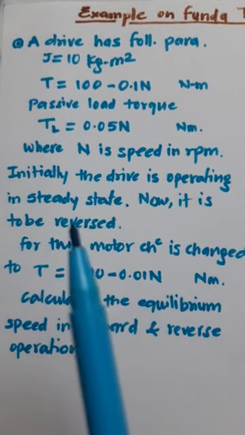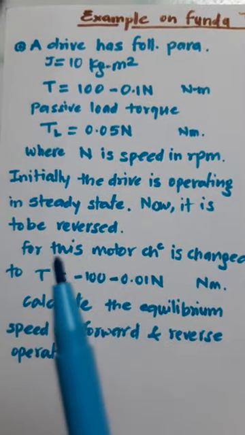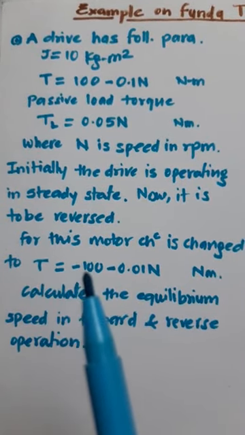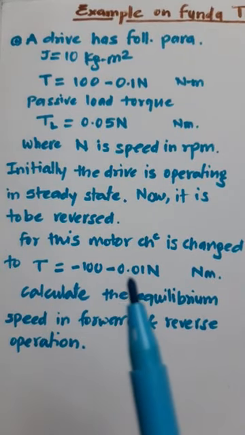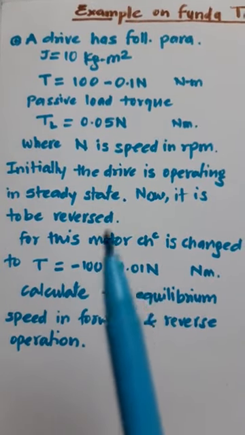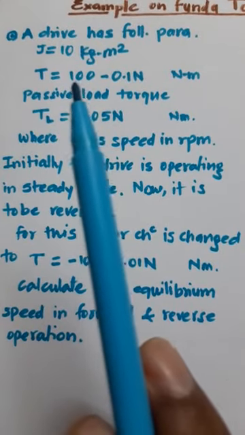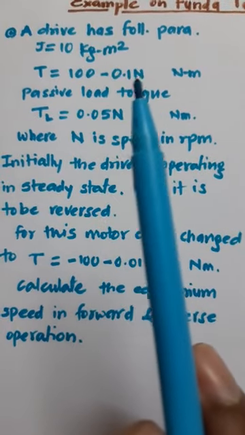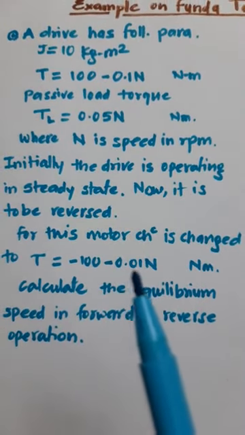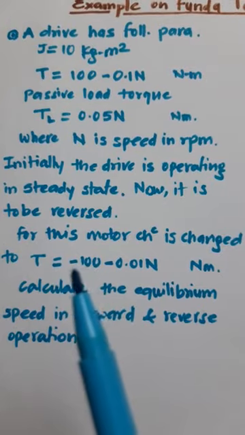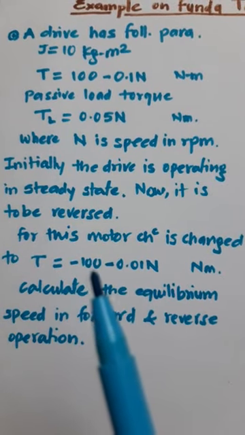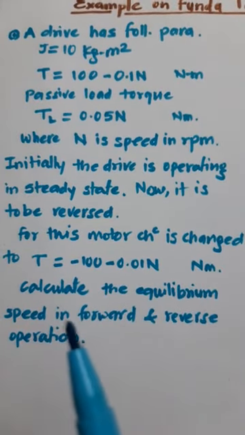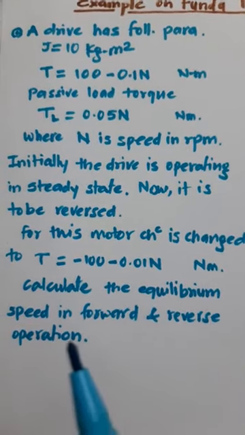Now it is to be reversed. For this, motor characteristic is changed to T equal to minus 100 minus 0.01 N. See the difference. The y-intercept here previously in motoring condition it was plus 100. This is the same parameter here, but the y-intercept point is now minus 100. So motor characteristic is changed for reversal of speed. Calculate the equilibrium speed in forward and reverse operation.